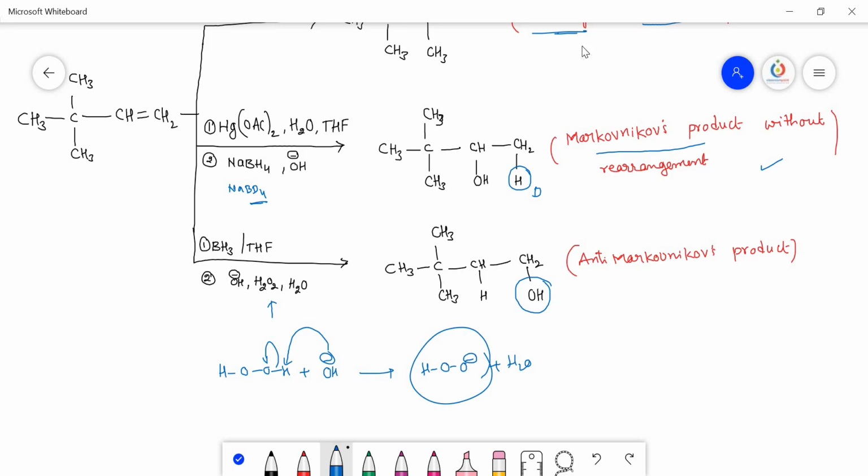So from this, I think already here I had explained the mechanism. So OH minus is coming from the H2O2 and this hydrogen is from the BH3. If they use BD3, then here you have to add the deuterium. If they use D2O2, then you add the OD here.